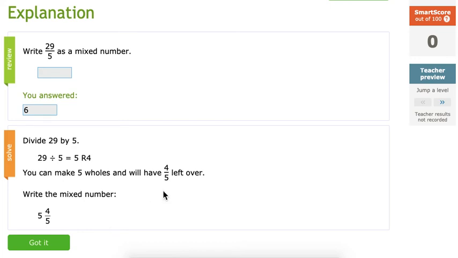Now, here's a caution. If you get one wrong, don't just move on. Don't just click on this I got it button. Okay? Make sure you read through it and figure out why you got it wrong. Learn from this, okay? Figure out why you got it wrong. Figure out how to do it. Use this as a learning opportunity.